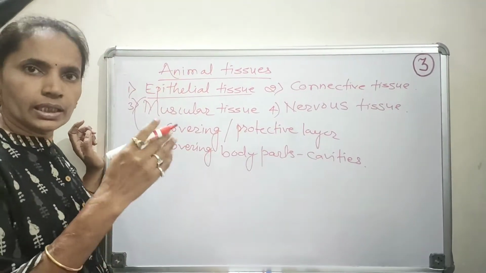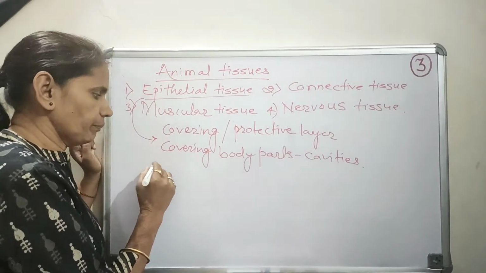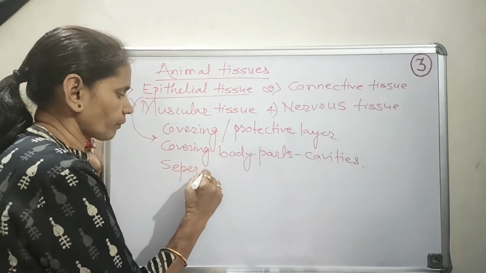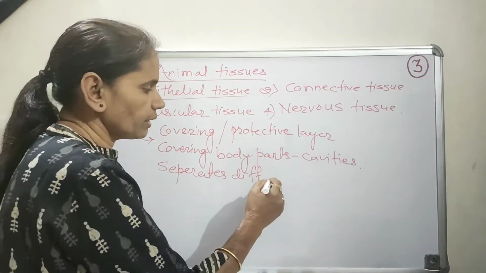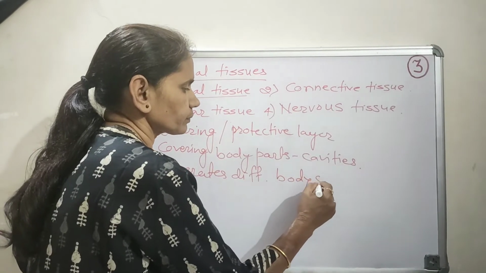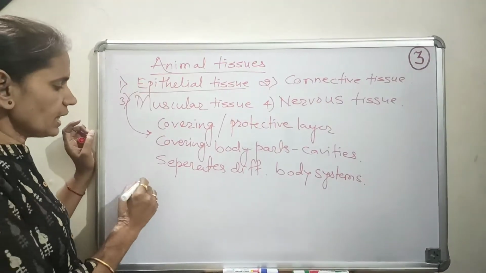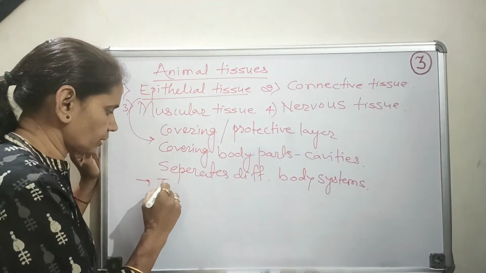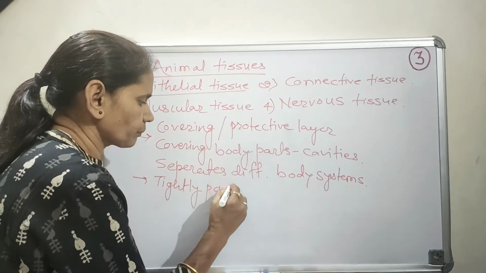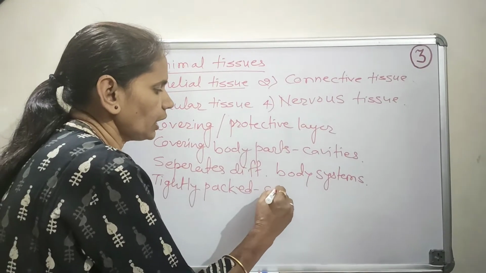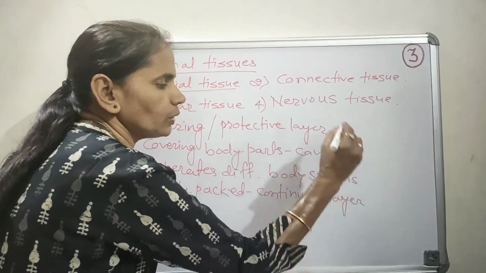Now as it is covering each of the body parts and the cavities, it forms a separating membrane, or it separates different body systems. Here the cells are tightly packed. The cells of epithelial tissue are tightly packed and they form a continuous layer.